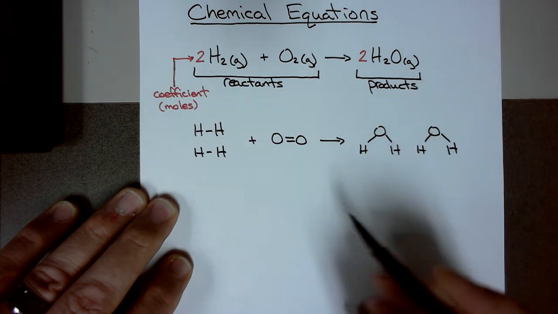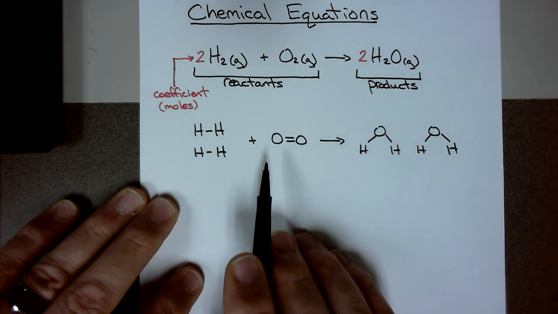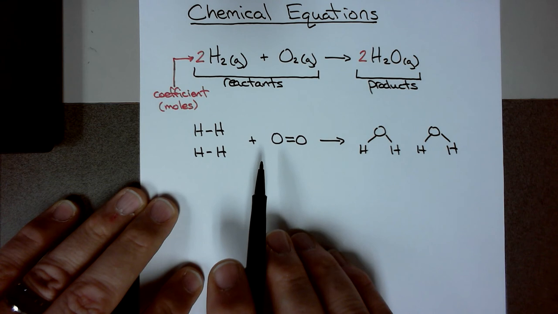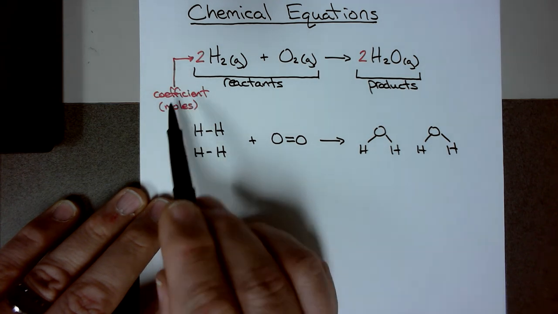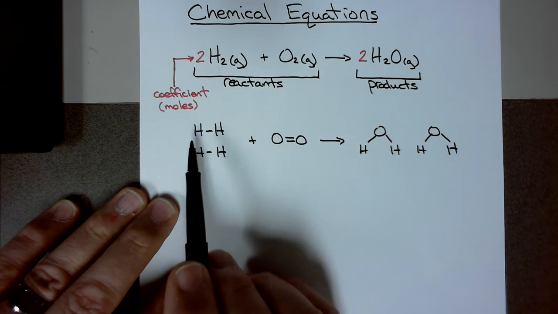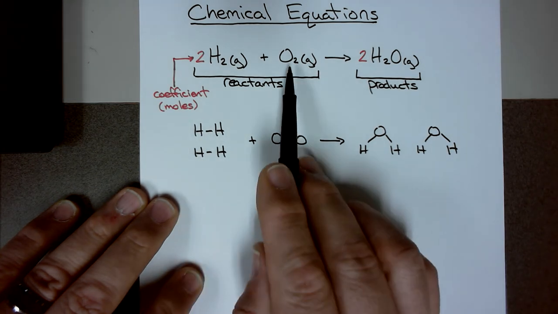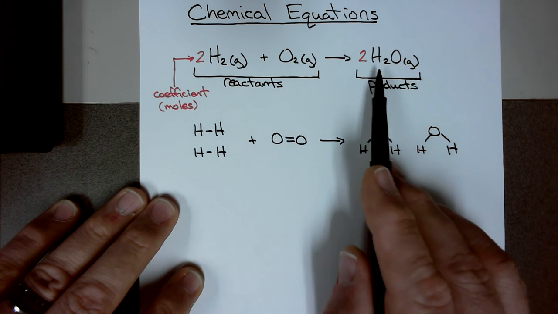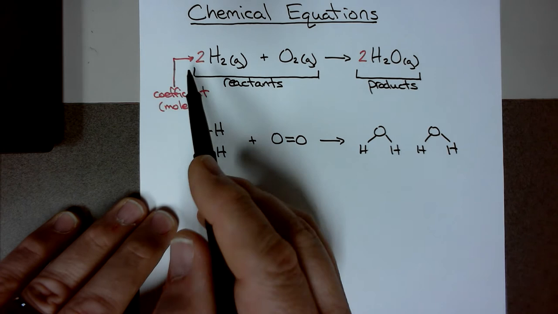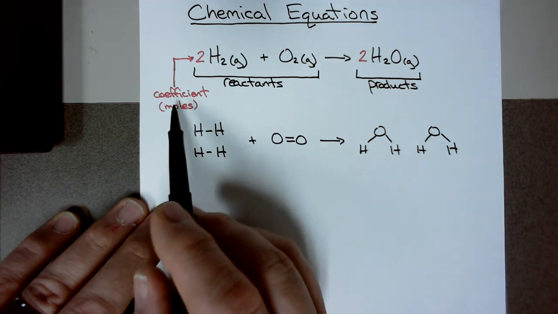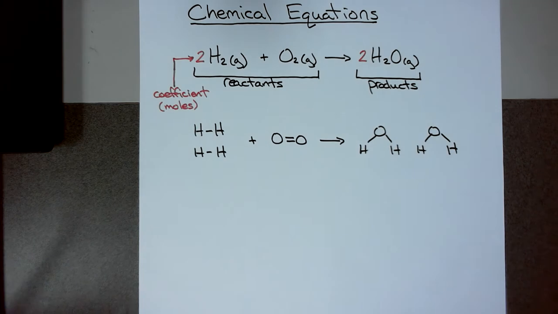But we know that single molecules aren't what we look at. We have to have billions and billions and trillions of molecules. So rather than just saying 2 molecules, we would say 2 moles of hydrogen gas reacts with 1 mole of oxygen gas to produce 2 moles of water vapor. And so the coefficients tell us the number of moles or molecules, if you want to think of it that way. And they help balance the reaction.